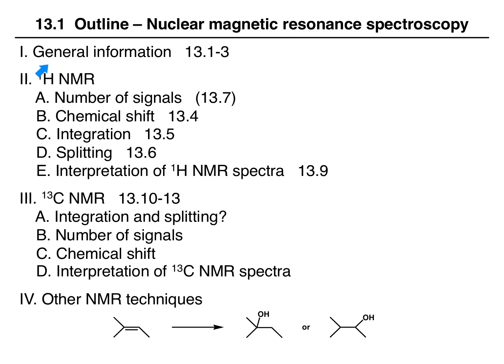Now that we've talked about some of the background and general information about NMR, we are going to turn our attention to proton NMR spectroscopy. In our preview slide, we talked about the number of signals, chemical shift, integration, and splitting. In this next series of videos, we're going to look at each of these in turn. So in this video, we are going to focus on the number of signals.